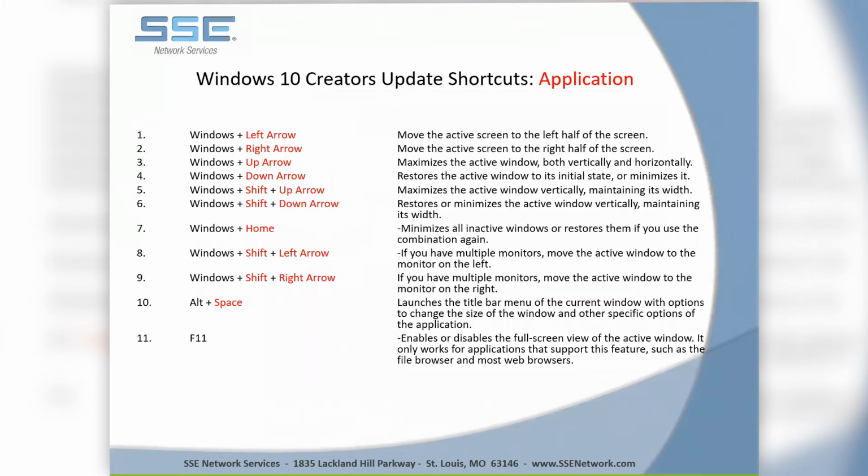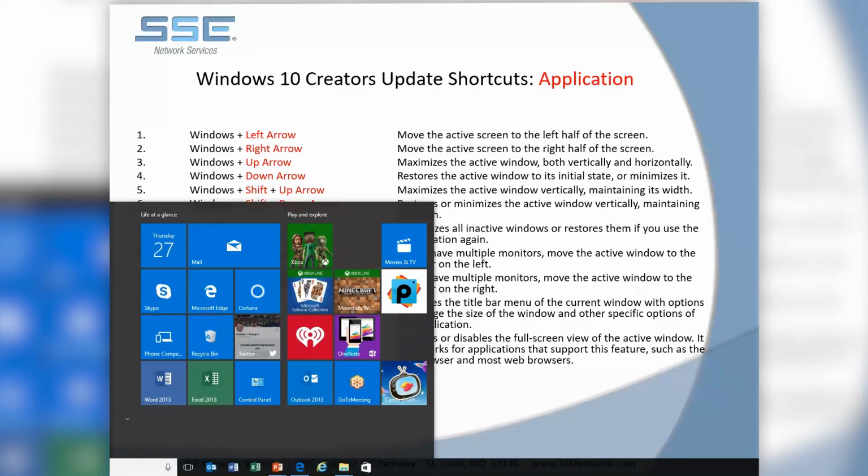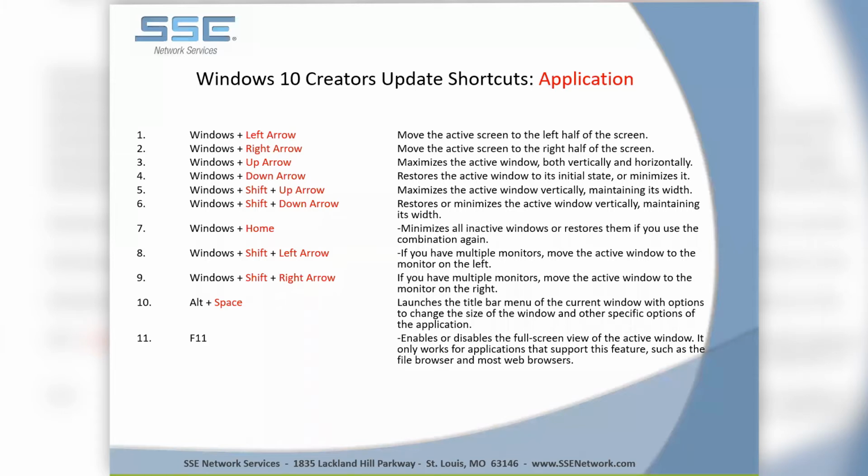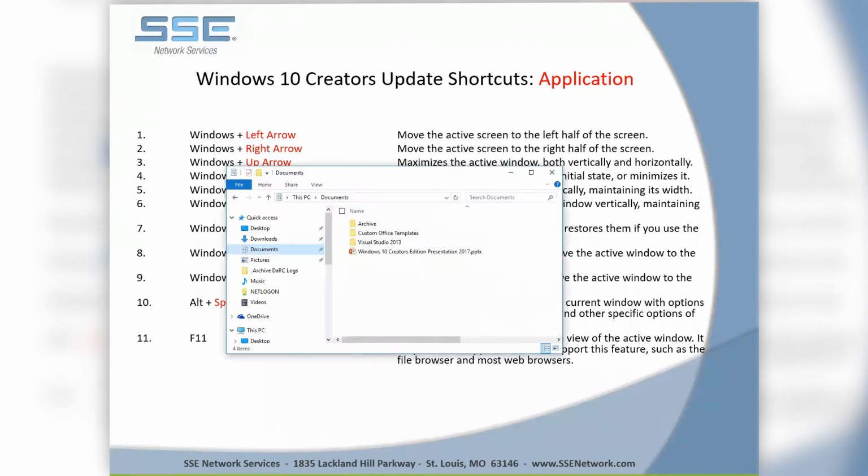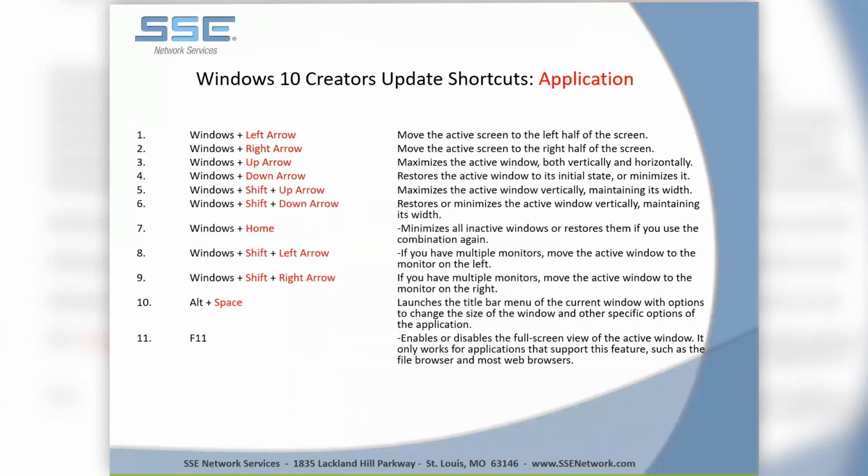I'm not going to do this one, but Windows Shift up arrow maximizes the active window. Windows Shift down arrow restores or minimizes the active window. Windows Home minimizes all inactive windows. You can kind of read through these. Now, this is an interesting one here. I have several screens open. So if I hold Windows, let me see here. If I go to my Windows, Shift left arrow, I can actually move this across.